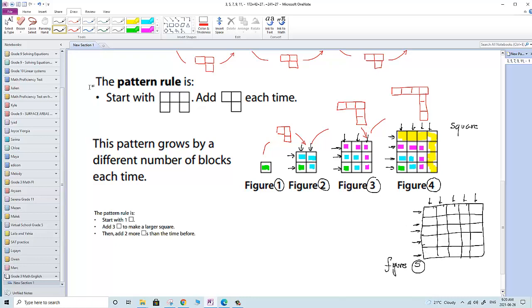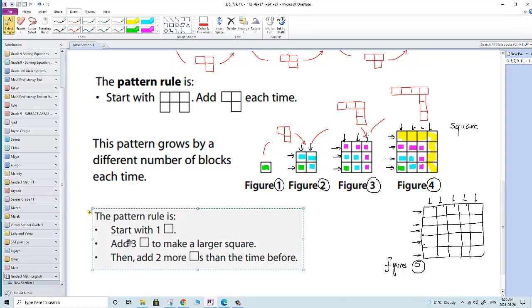But how can I write my rule in this case, the pattern rule? See what we are saying here. Start with 1 block. Add 3 blocks to make a larger square. Add 3 blocks to 1. Then add 2 more blocks than the time before. So 3, I'm going to add 2, it's going to be 5. Let's count: 1, 2, 3, 4, 5. Bravo. I add 2 to the 5, it should be 7. Let's count: 1, 2, 3, 4, 5, 6, 7. That's true. So I'm adding 2 each time.